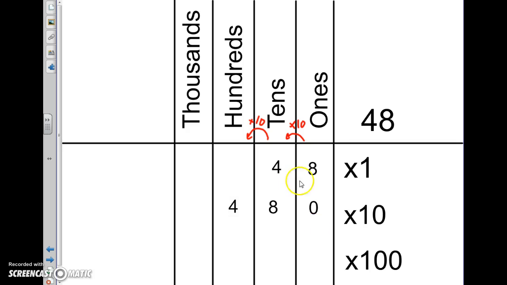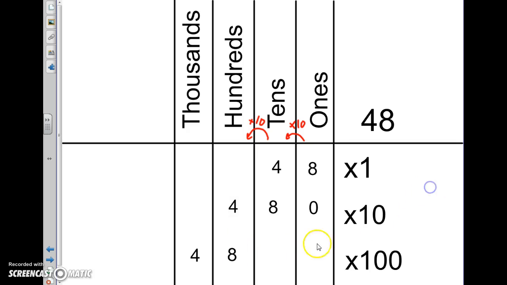So that 48 that we had, I'll start with the 4. This 4 that was in the tens place is going to move over 2 place values, times 10 times 10, or times 100. So it's going to end up over here. And the 8 of the original factor 48 is going to move over 2 place values, times 10 times 10. So that's going to be right here.